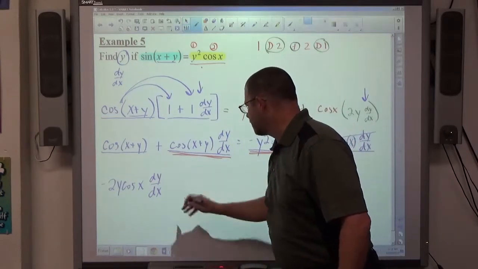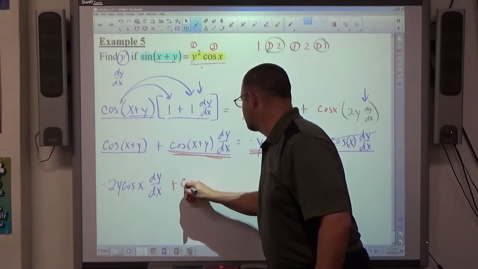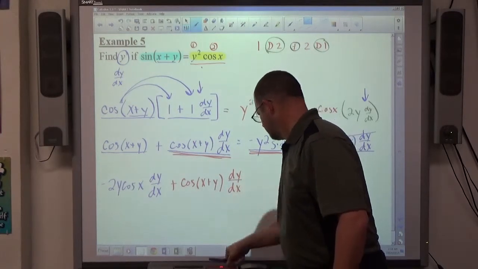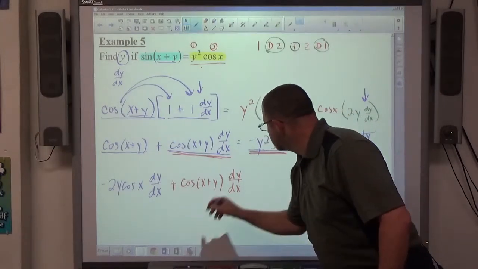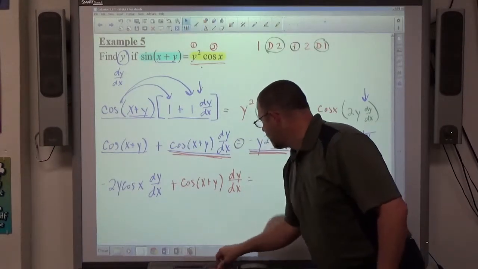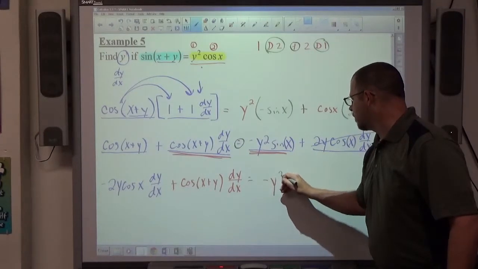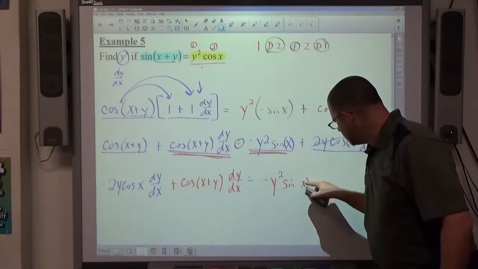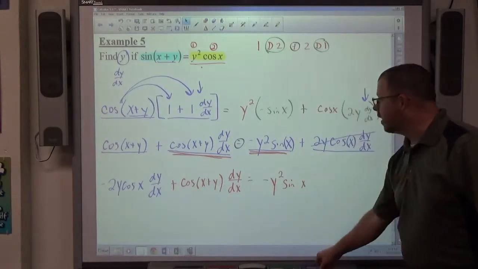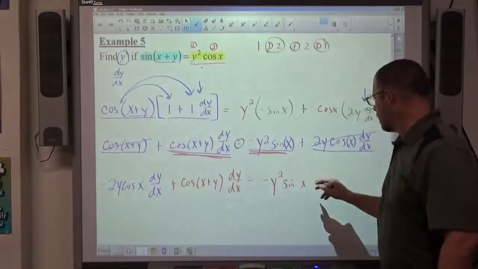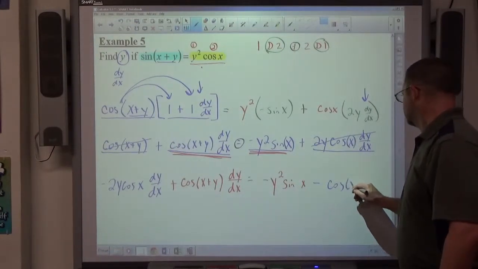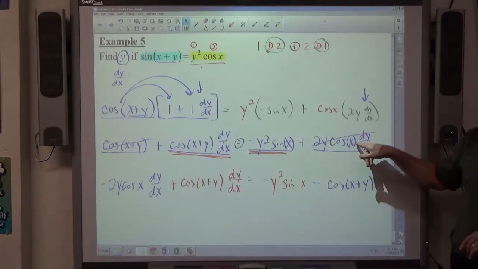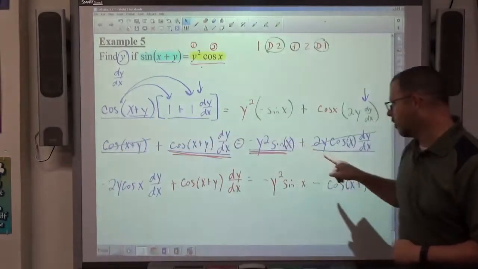I'm leaving a plus cosine of x plus y dy dx over on the left. The equal sign is just going to stay right where it's at. I'm keeping my negative y squared sine of x right where it's at. And I'm moving a cosine of x plus y over to the right. Just using basic algebra, if you move an entire term, you change its sign. This is positive, moves over as a negative. This is positive, moves over as a negative.